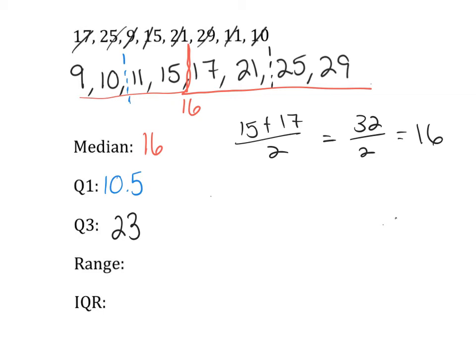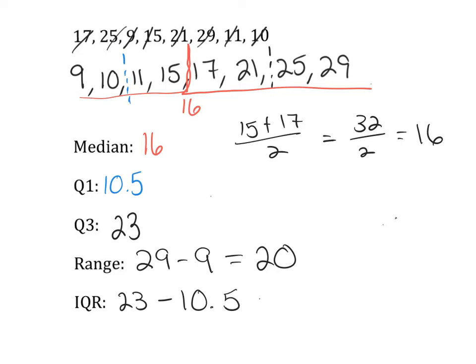Okay, and then our range is our greatest number minus our smallest, which will give us 20, but our interquartile range is Q3, which was 23, minus Q1, which is 10 and a half, which will give us a 12 and a half.